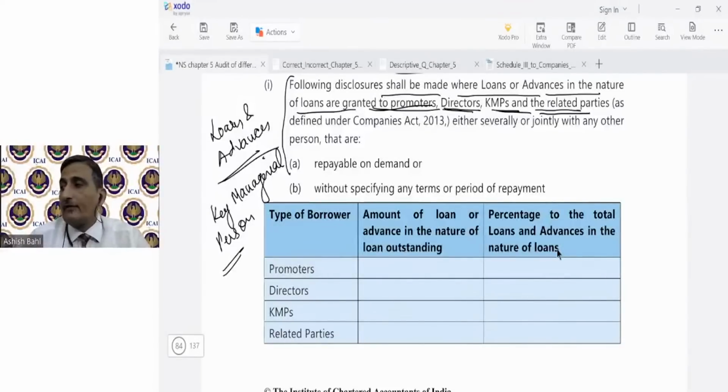Like CEO of the company, CFO of the company, Chief Executive Officer, Chief Financial Officer, company secretary, whole-time director, managing director. These are all examples of key managerial persons. Okay. So this is defined in section 2 of Companies Act.